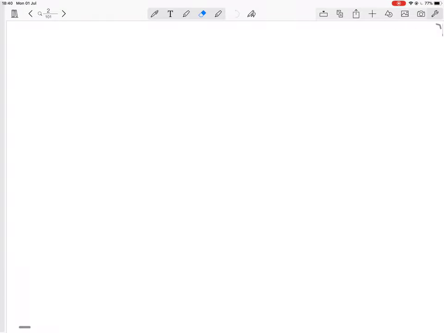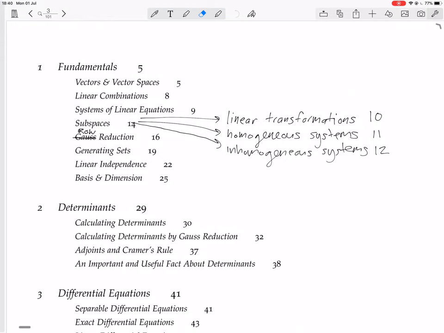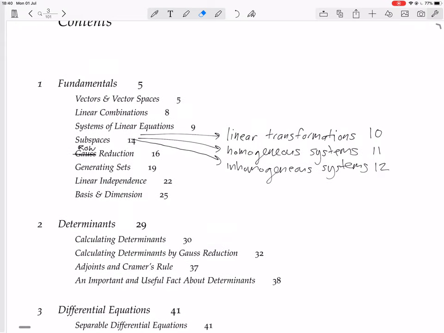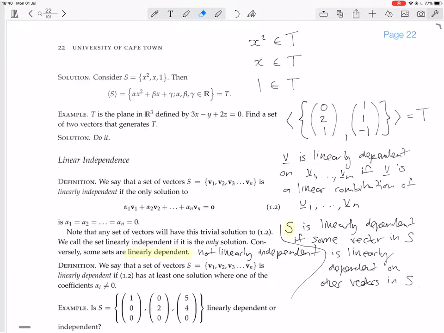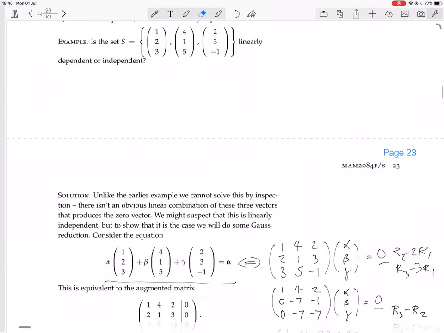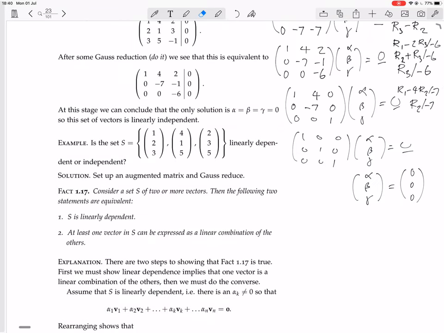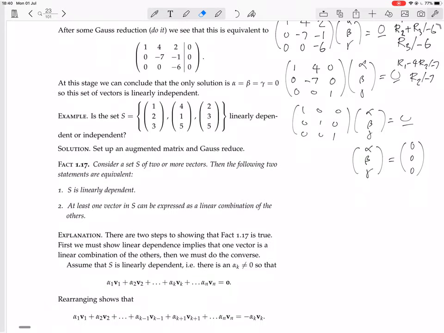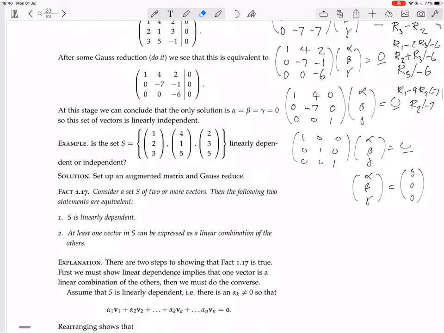Okay, so now we are continuing to look at linear independence. Okay, so where did we get to? We did all this. So now we're here at this real theorem. Oh no, actually, there was this example. Is the set S, consisting of (1, 2, 3), (4, 1, 5), (2, 3, 5), linearly dependent or independent? Okay, so let's just do that one quickly.